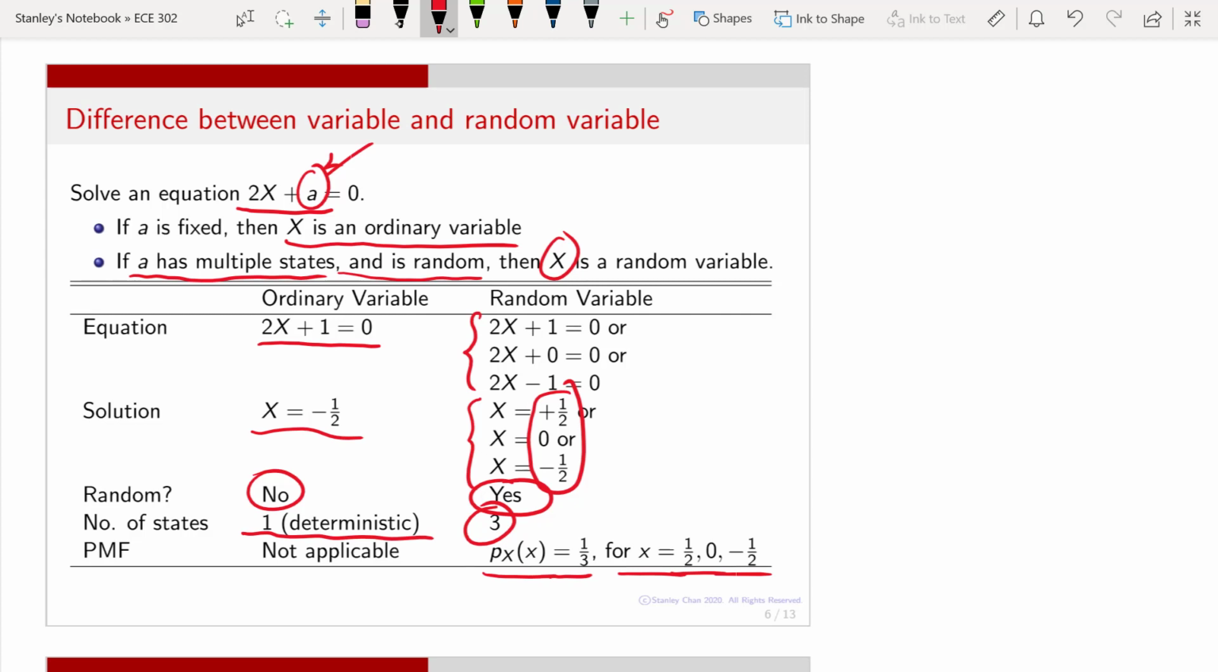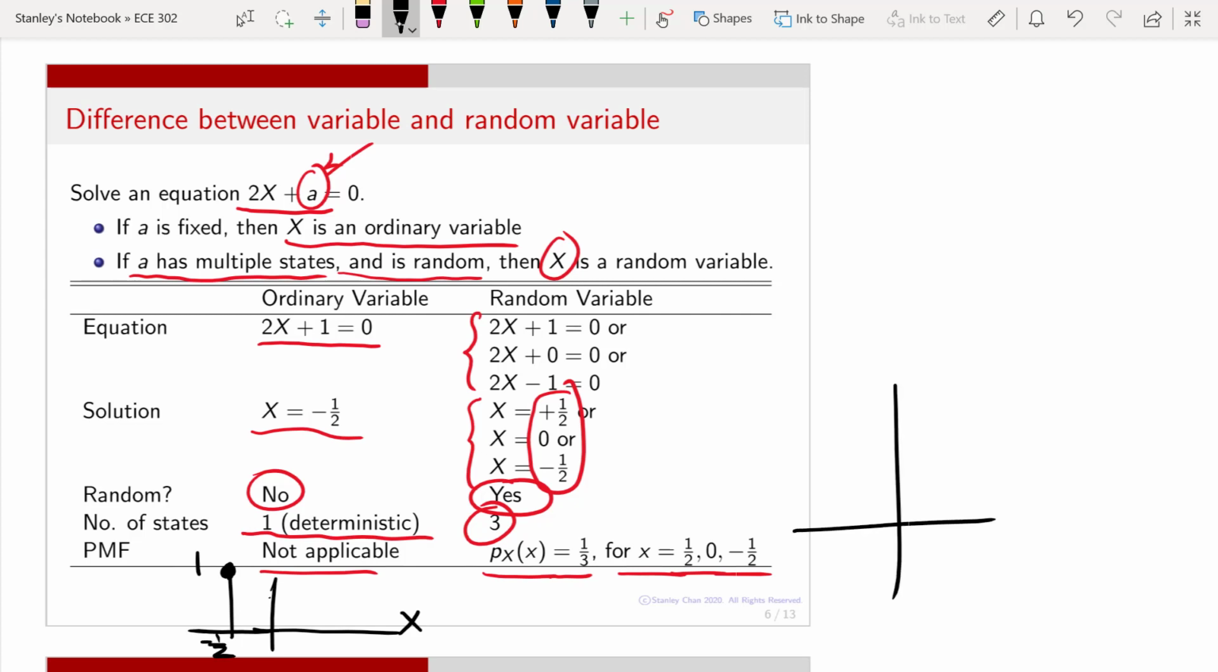Okay, and what is the probability mass function for this case? It is literally not applicable. But if you do want to be explicit, then here you can say that this variable x can only take a mass with height of 1 at -1/2. And here it will be able to take three states at -1/2, 0, and then 1/2. And then the height would be 1/3, 1/3, and 1/3.